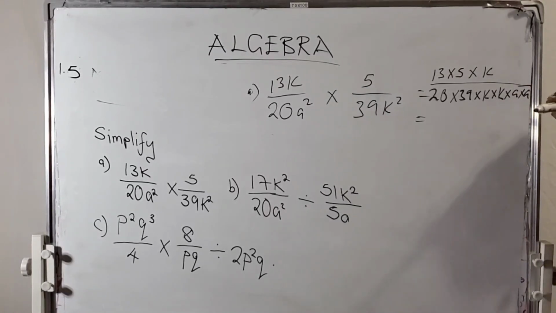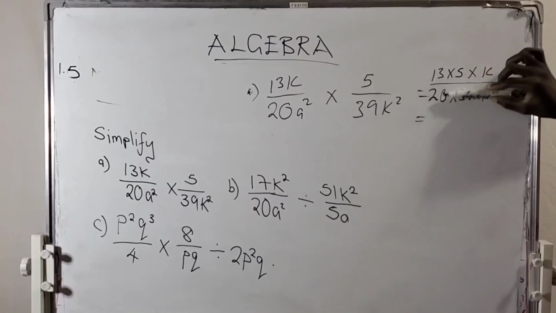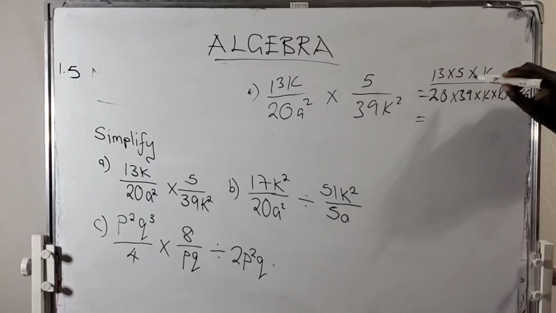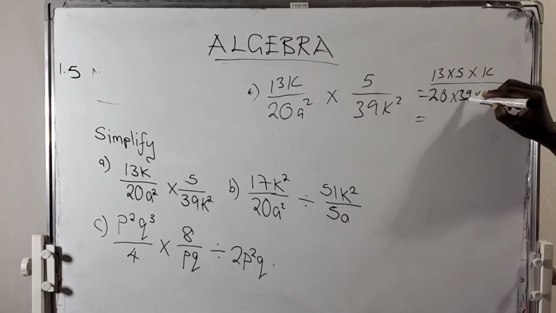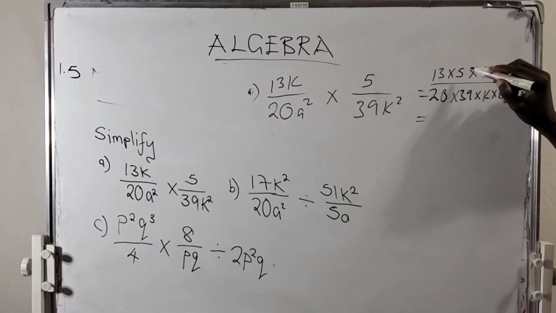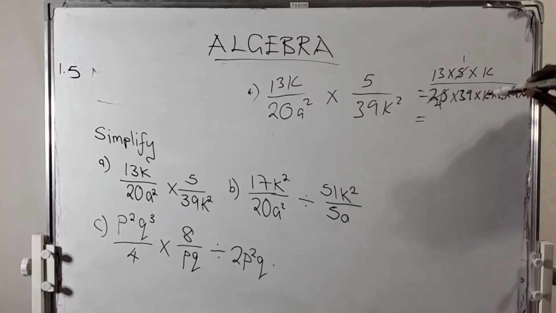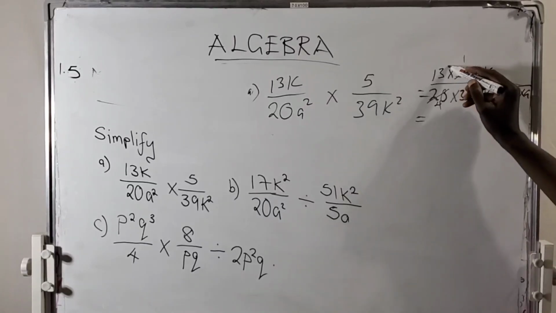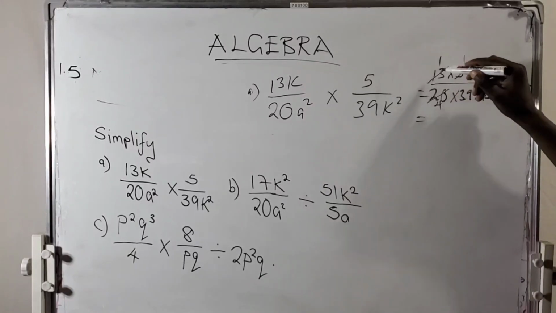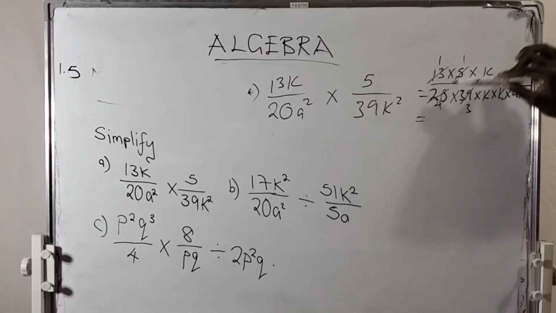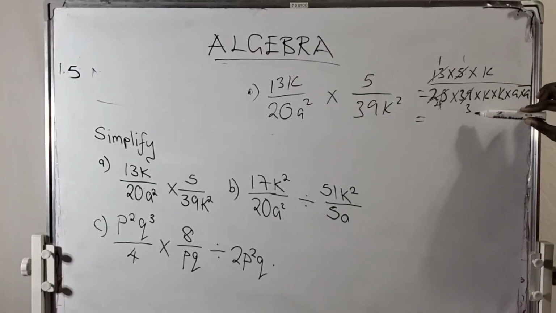Whatever you are given here, numbers can go into one number or the other. 5 can't go into 39 without leaving a remainder. But 5 can go into 20. So 5 into 5 is 1, 5 into 20 is 4. Can 13 go into 39? Yes, 3 times. So this is the highest common factor of 13 and 39. 13 into 13 is 1, 13 into 39 is 3. So we're remaining with the 1 on top, and then down we have 4 times 3.